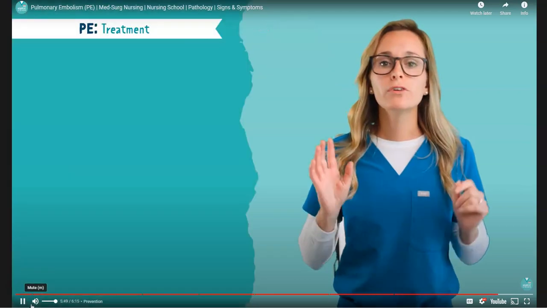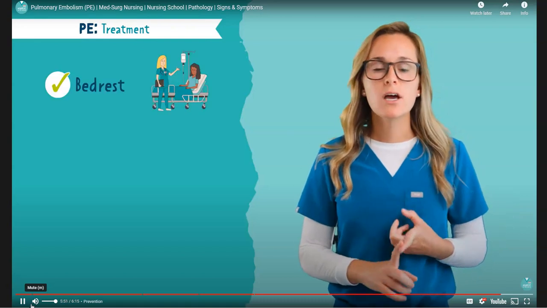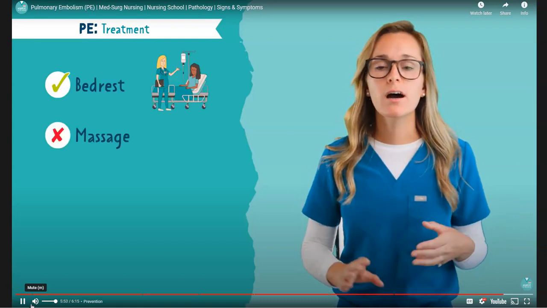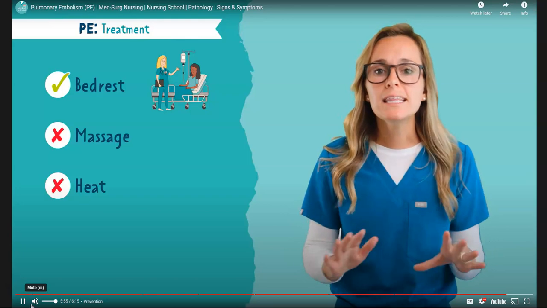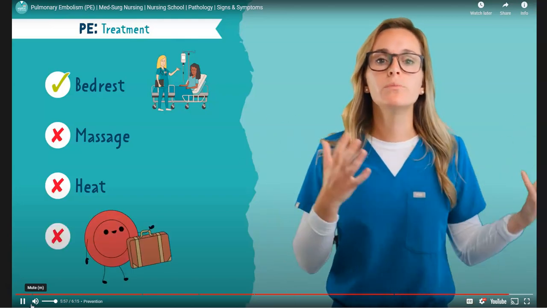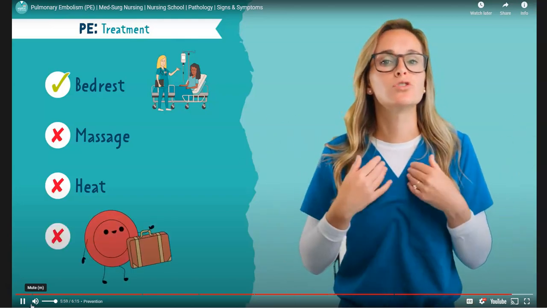But something to know is that treatment is very different than prevention. For prevention, we want to get them up and moving. But for treatment, it's pretty much the opposite. We want to do everything in our power to keep that clot in the same spot. Isolate it and prevent it from migrating anywhere. So for treatment, we think bed rest, avoid massaging the area, avoid heat, avoid anything that can open up the vessels or could break up the clot, causing it to go straight to the lungs.